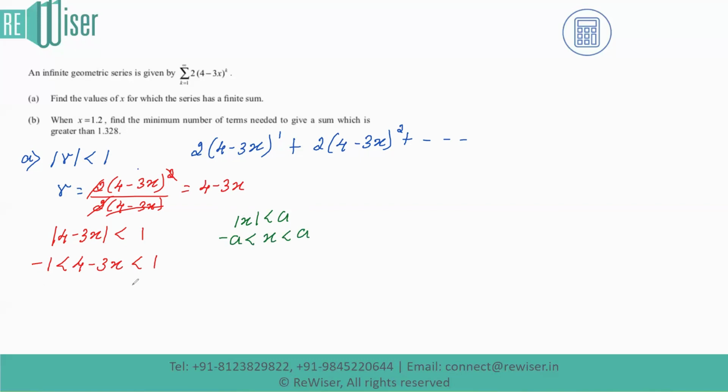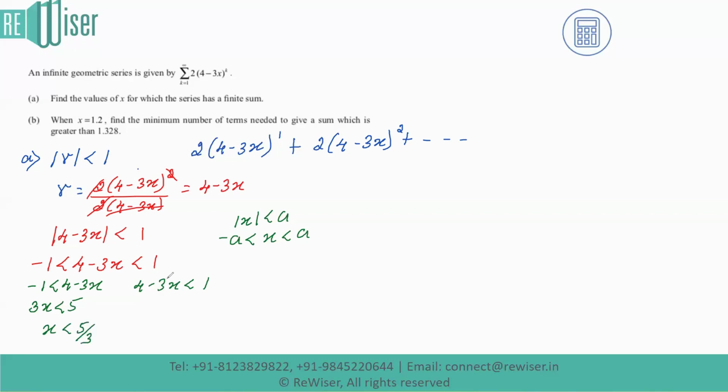And now we have to make x the subject, so I'm going to separate this. Minus 1 is less than 4 minus 3x, and also 4 minus 3x is less than 1. I'm going to take the 3x to the left hand side and 1 to the right hand side. So 3x would be less than 4 plus 1, which would be 5. So in that case, I'll be getting x is less than 5 over 3.